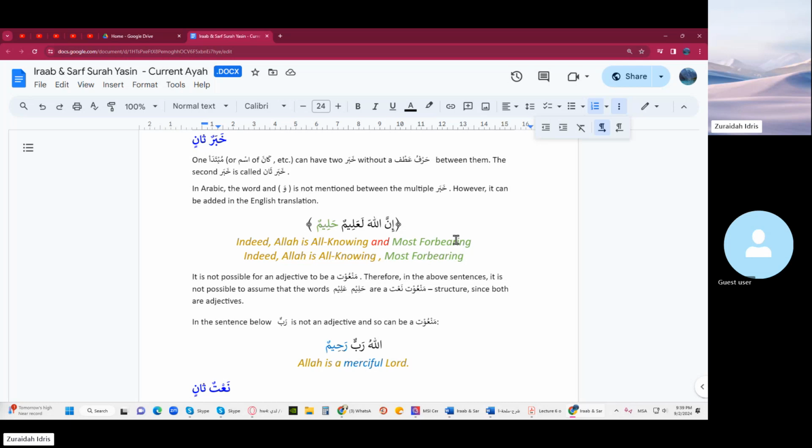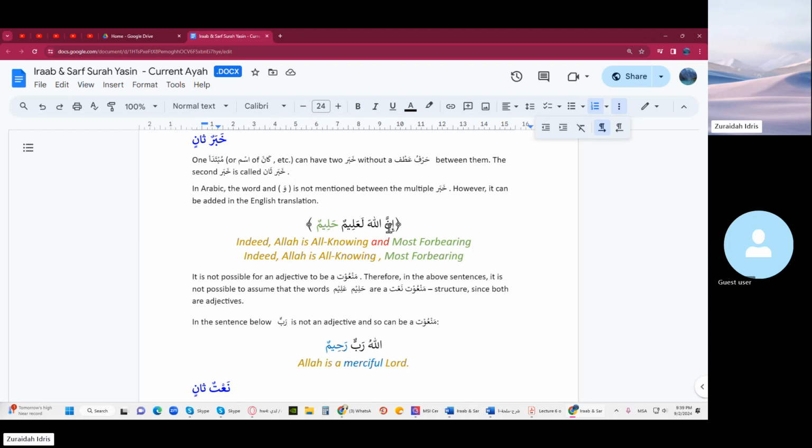So inna and la, this la is not la harf of jar, this is la muzahlaqa, the one for zalika, because it comes with inna. So indeed Allah is all knowing. You can put it without the N, most forbearing, or you can put it with the N.